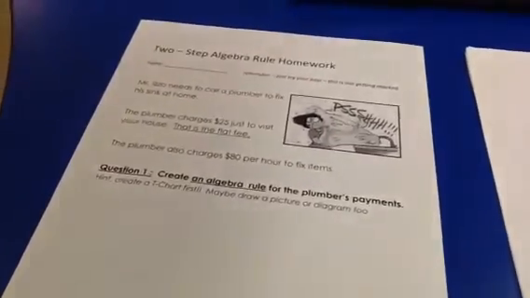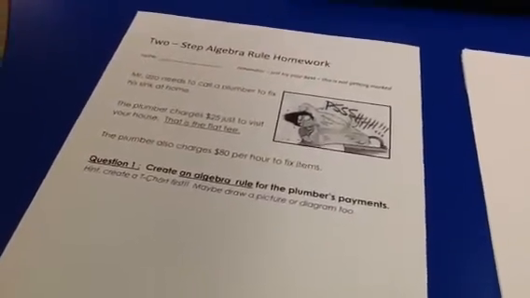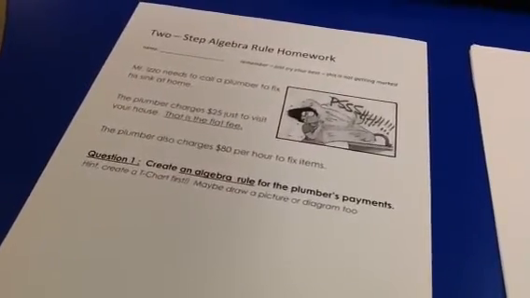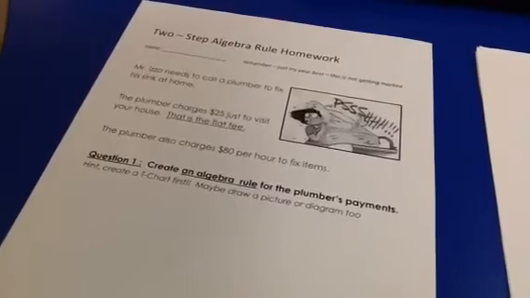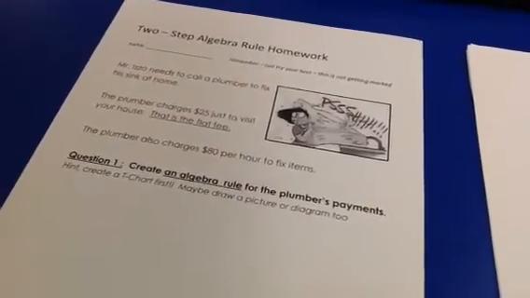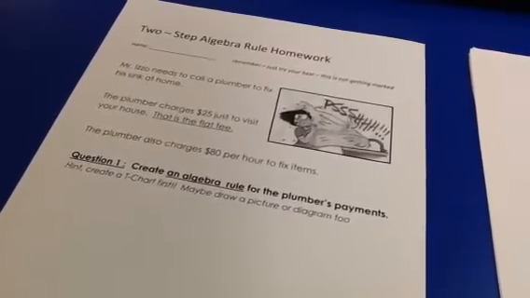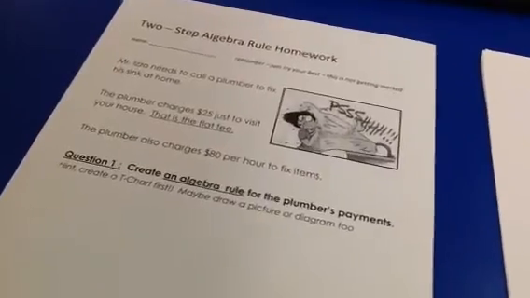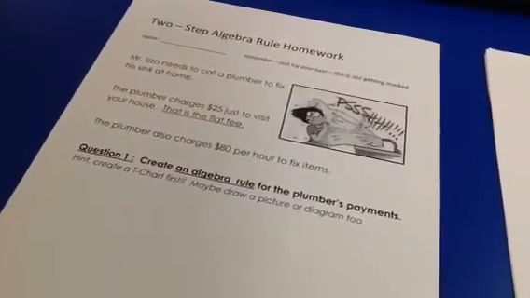Okay, so we are doing two-step algebra rules. We need to solve a problem involving a plumber and his payment schedule. So we learned in the problem that he charges $80 per hour to fix items at his house, and he also charges a $25 flat fee just to visit.